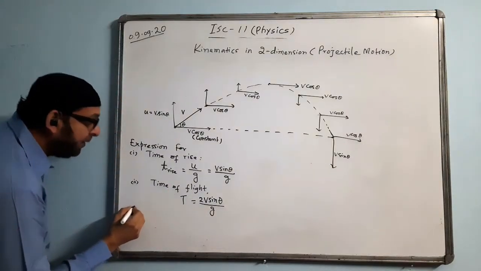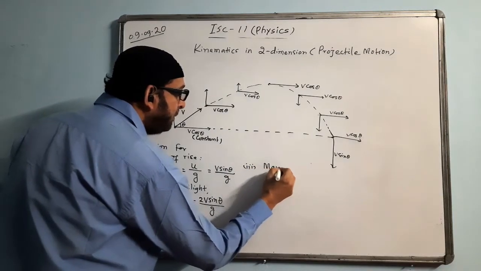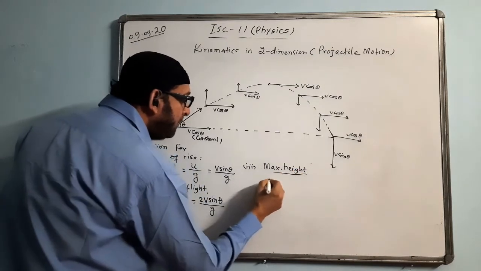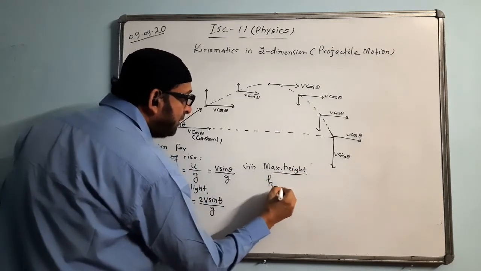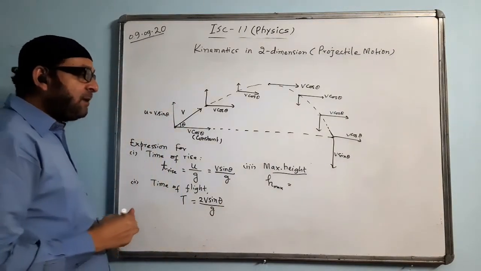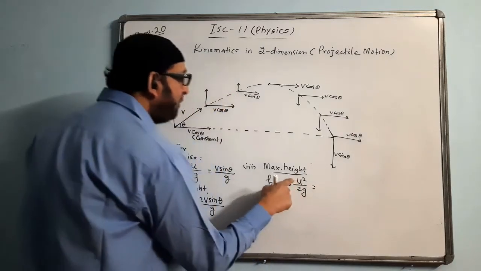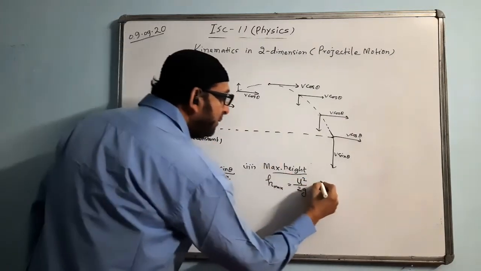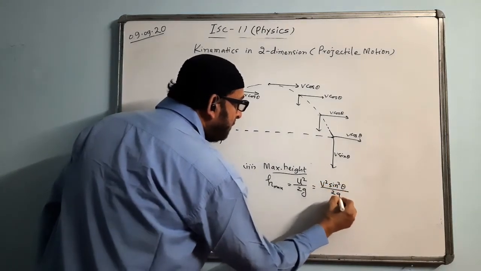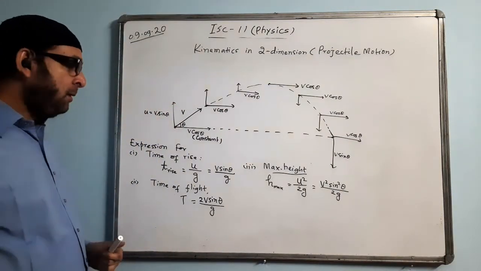Third expression we will be finding here is for maximum height, the maximum height reached by the body. We can write h max, or we can simply write h. As I gave the formula of maximum height, u square by 2g. Put the value of u. The value of u is v sin theta. We can square it, we get v square sin square theta by 2g.